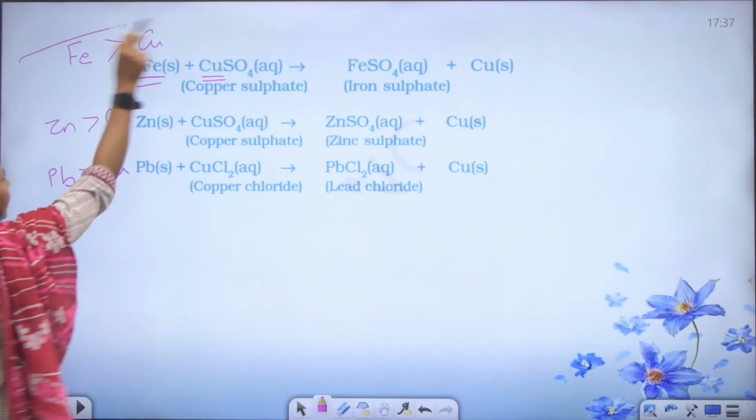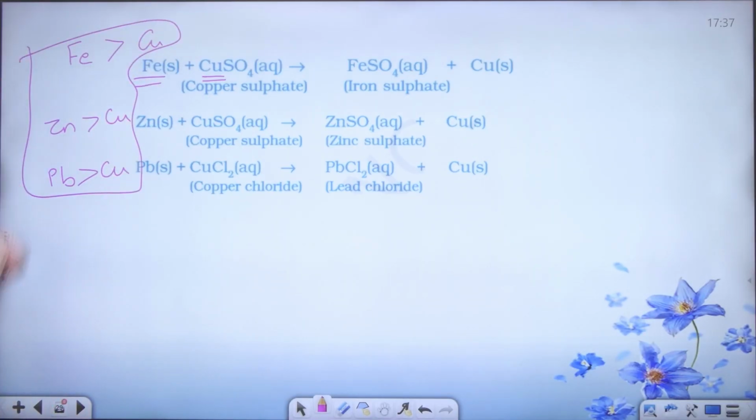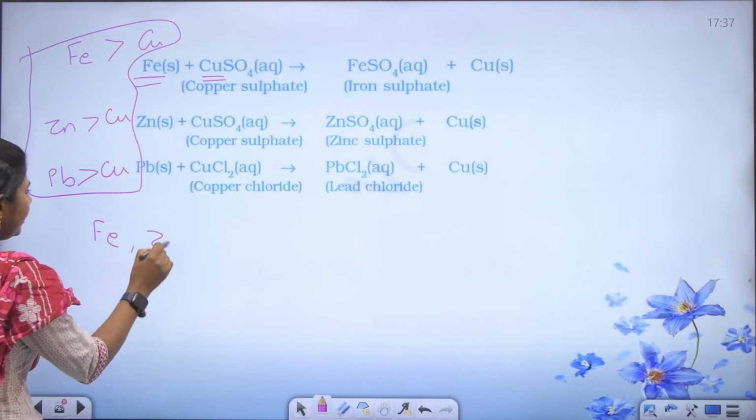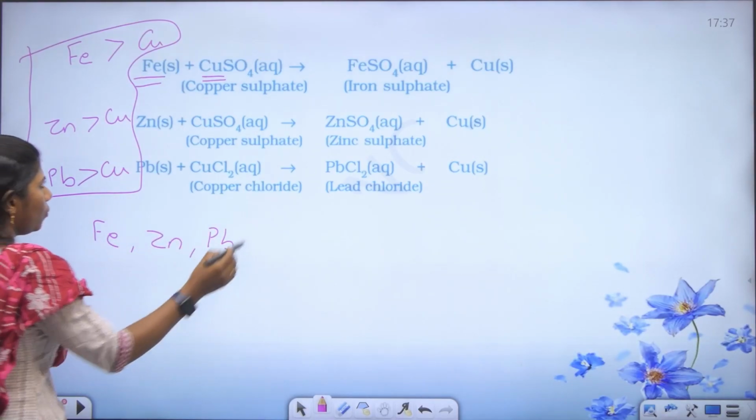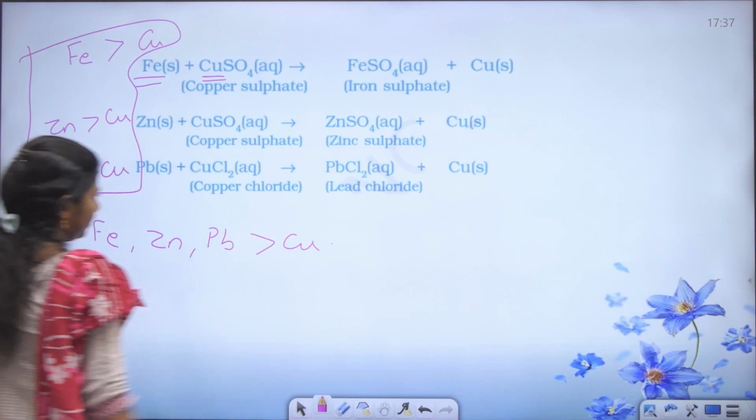By heart, this reactivity range. Iron is more reactive than copper. Iron, zinc, lead are more reactive than copper.